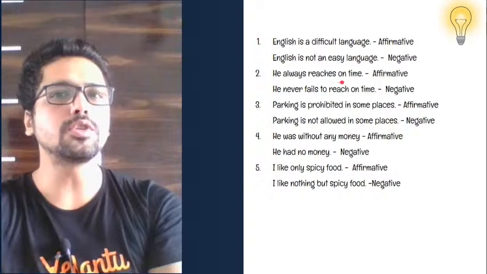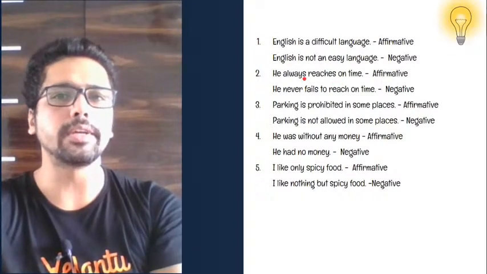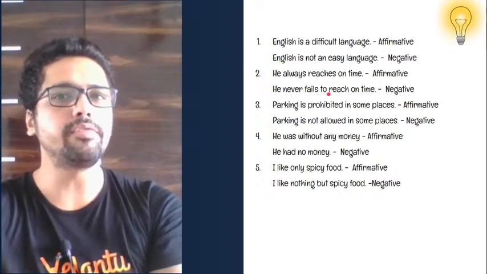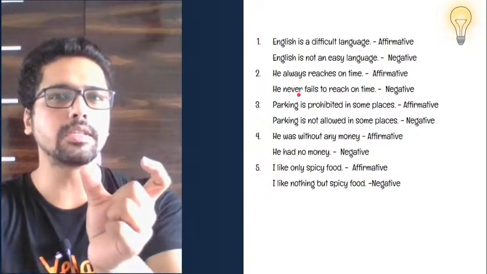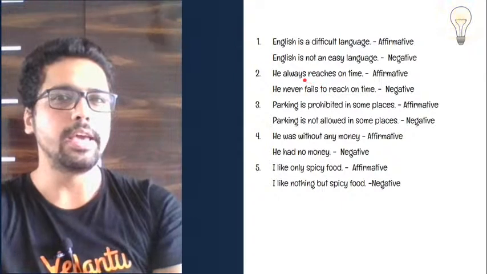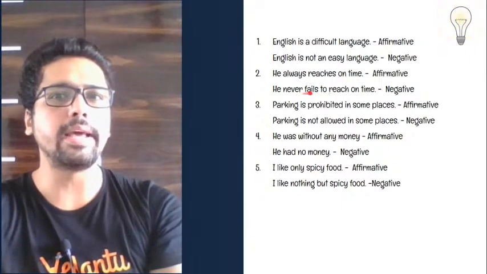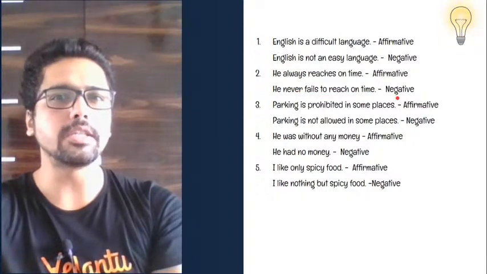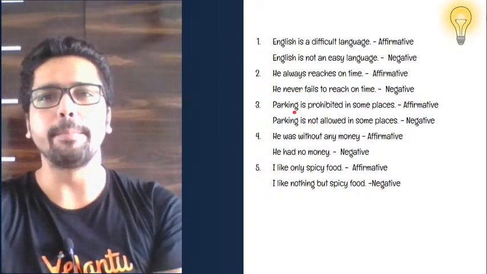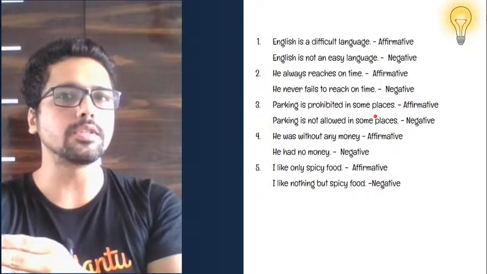Look at the second one. He always reaches on time. That means he never fails to reach on time. We are replacing the word always with never fails to. He always reaches on time. That means he never fails to reach on time. So the word never makes it negative. Look at the third one. Parking is prohibited in some places.